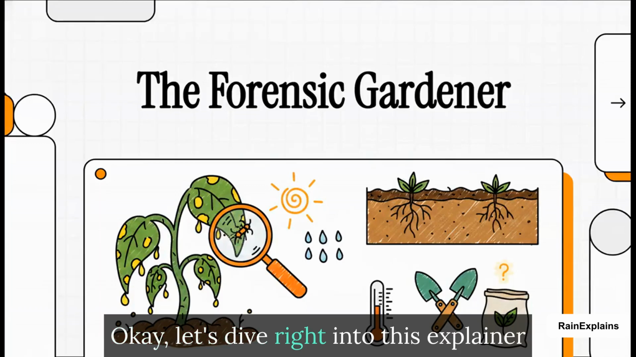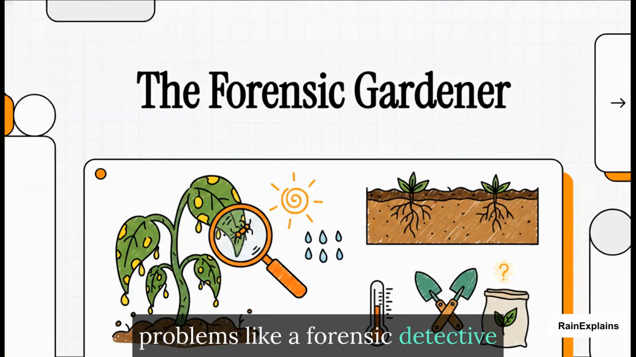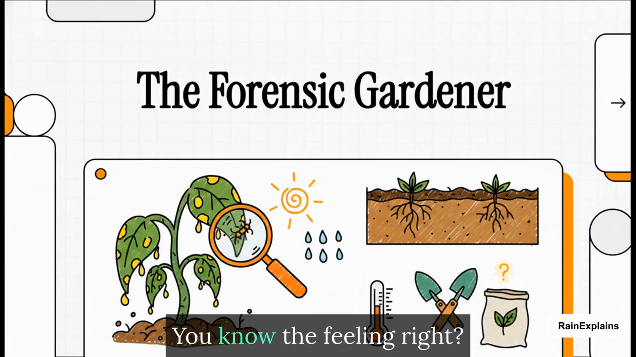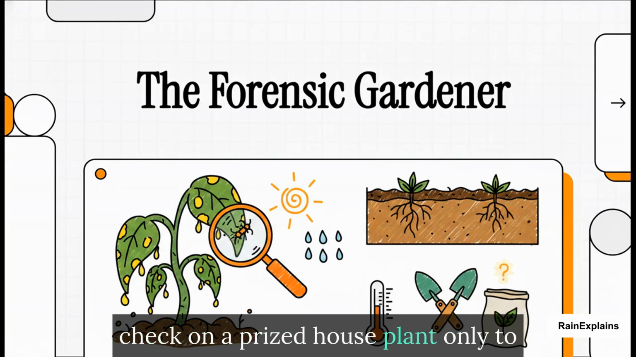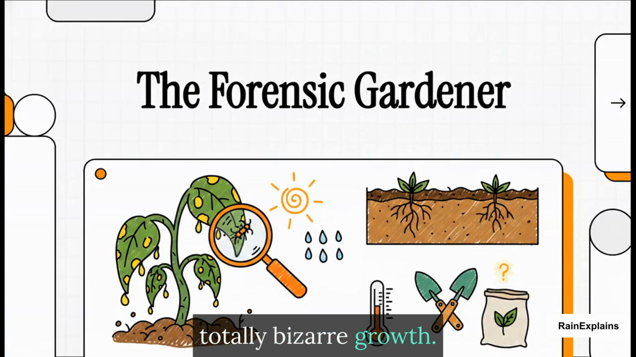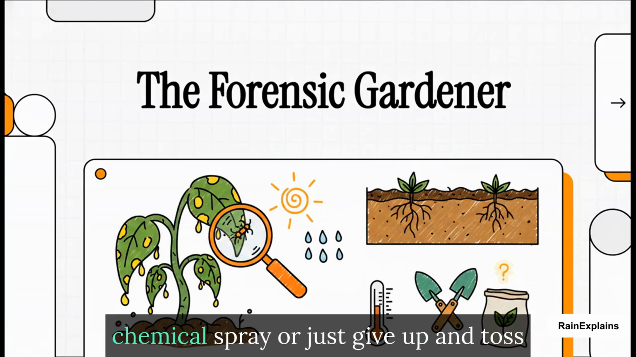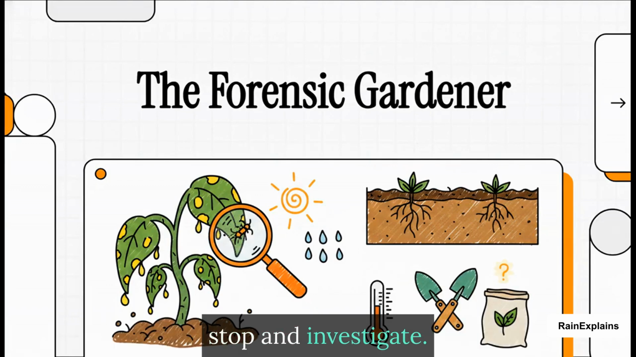Okay, let's dive right into this explainer and learn how to diagnose plant problems like a forensic detective arriving at a crime scene. You know the feeling, right? You walk out into your garden or you check on a prized houseplant only to find drooping leaves, weird spots, or just totally bizarre growth. It's incredibly frustrating. But before you panic, reach for a chemical spray, or just give up and toss the plant in the compost, you need to stop and investigate.